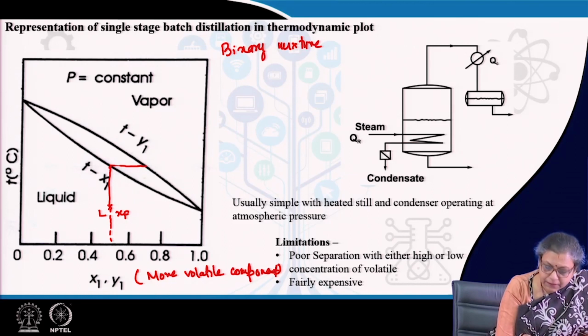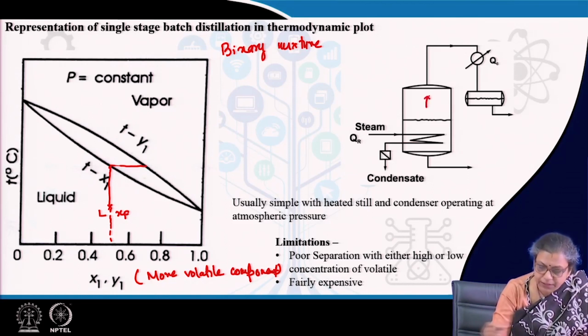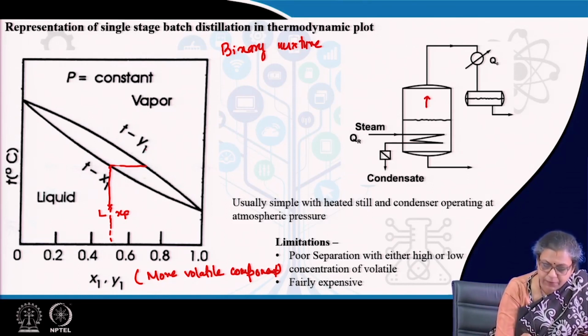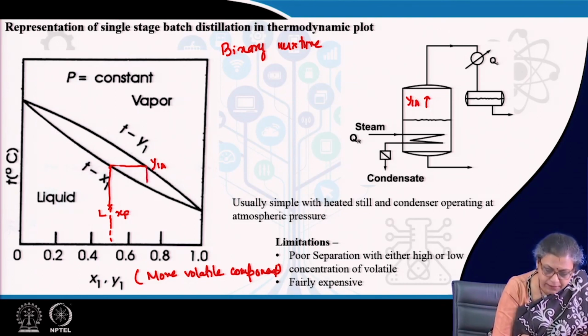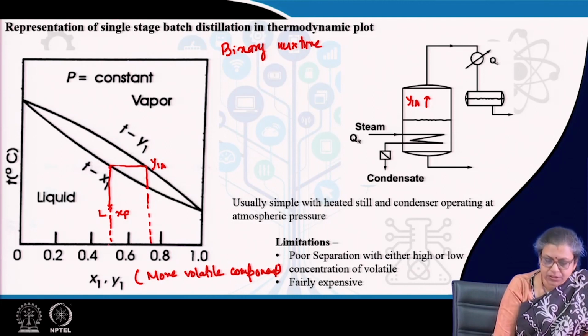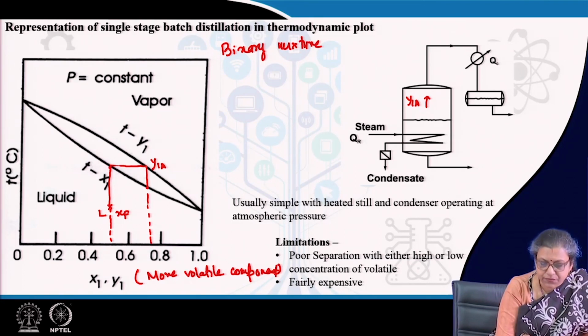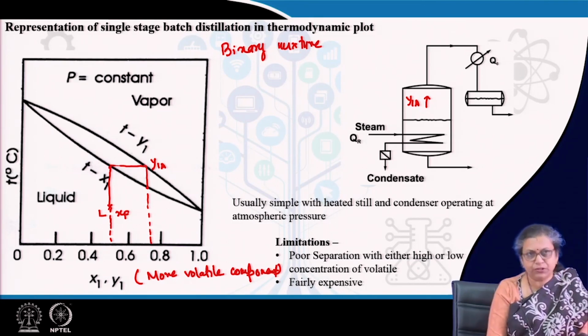So the vapor which is rising from here, the composition of this vapor is denoted by, say, y1, or Y1A or something. So the vapor rising from here goes up and is condensed, and when it is condensed the composition is the same. So we had started from this particular composition, and the distillate that we have got is quite naturally richer in the more volatile component.